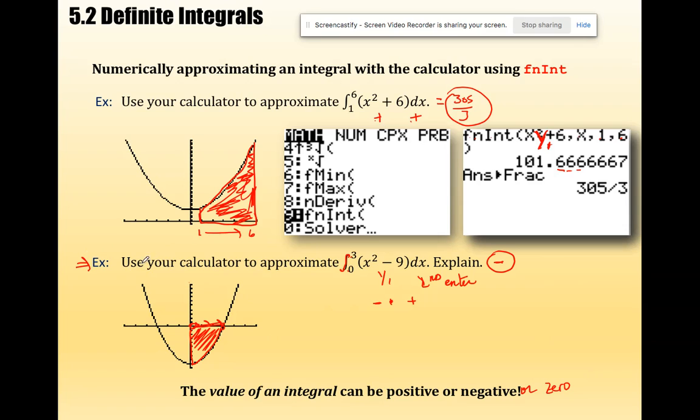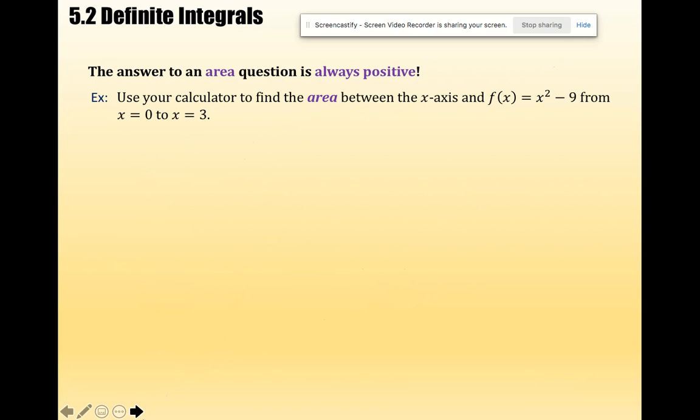Look at the words here. Use your calculator to, and again, AP is going to allow you to say exact. So AP would say evaluate. Use your calculator to evaluate this integral, as opposed to this: use your calculator to find the area between the x-axis and this function from 0 to 3. They want area.